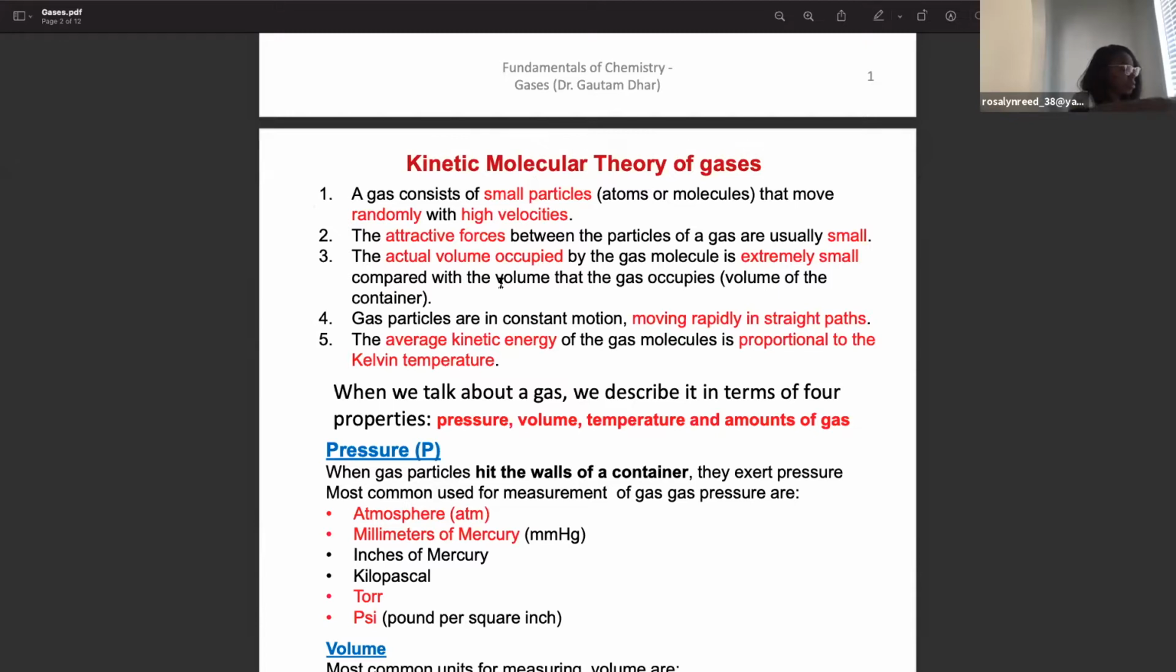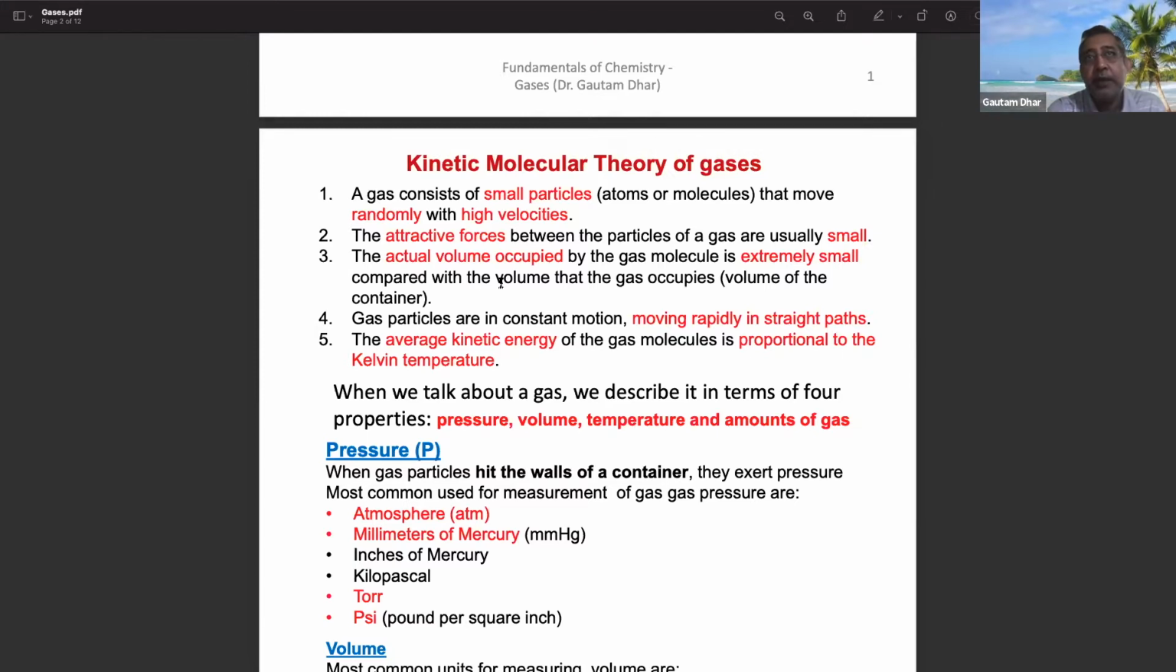So the first assumption is a gas consists of small particles that move randomly with high velocities. Why do they assume that? Because a moving car can exert pressure, right? If the object is moving and it hits the wall, it can exert pressure. That is how gases generate pressure, by the random motion.